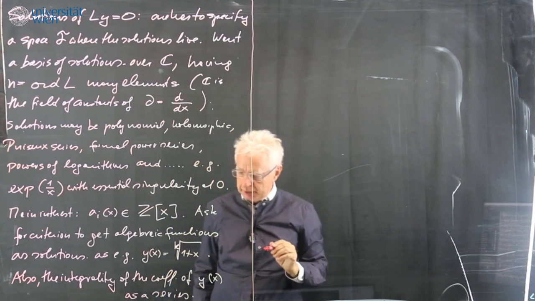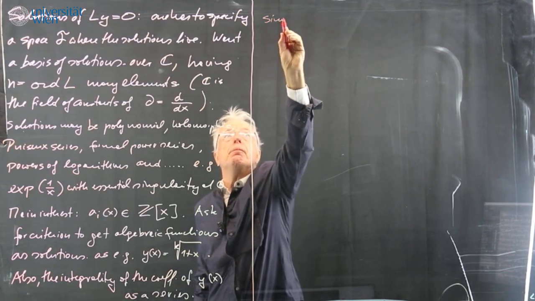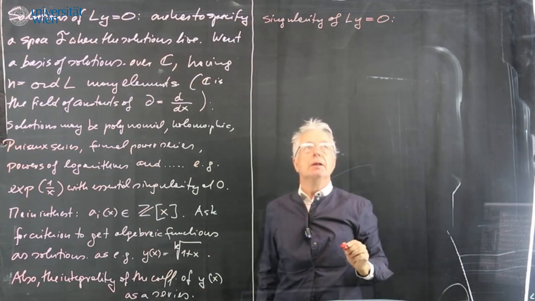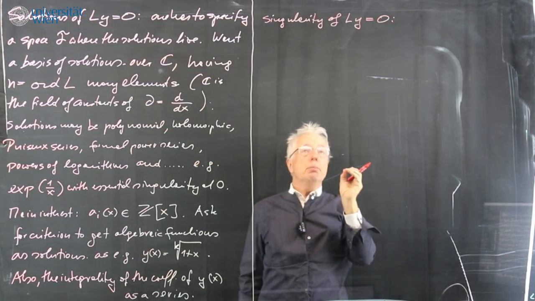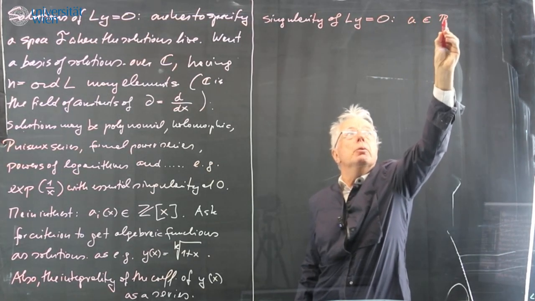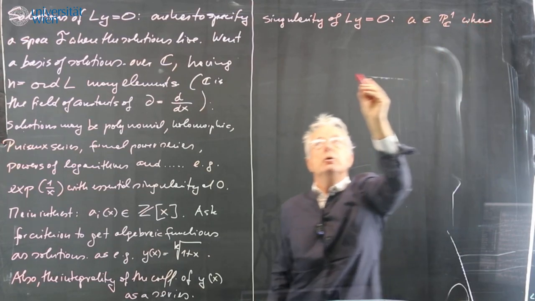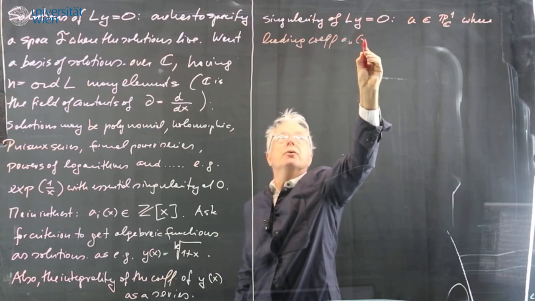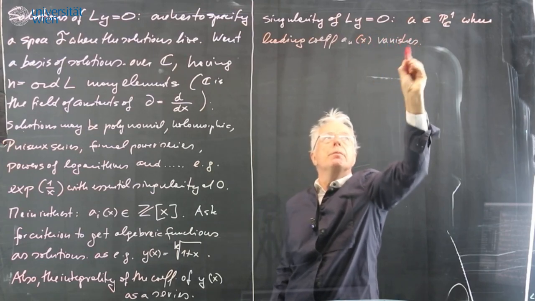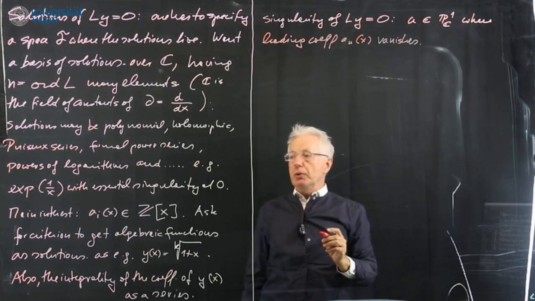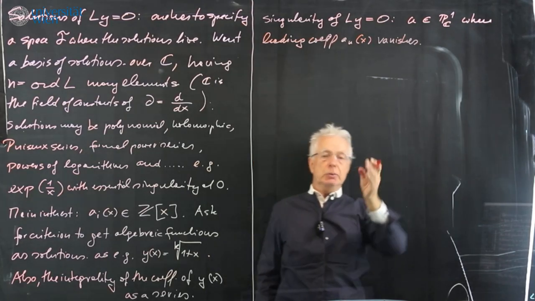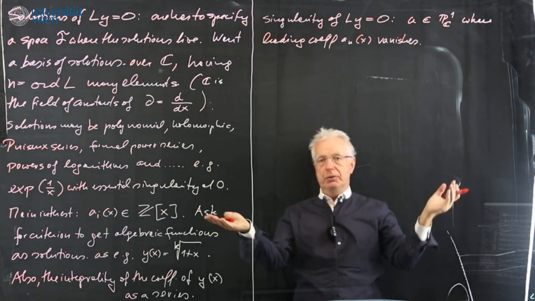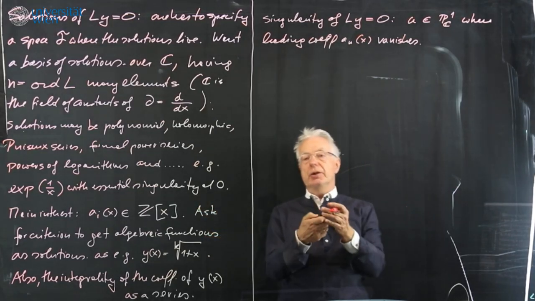So let me give a few more definitions. What is a singularity of Ly equals 0? A singularity is a point a in P1(C) where the leading coefficient a_n(x) vanishes. So that's not completely precise because it could be that you multiplied, for instance, all coefficients of your differential equation by x. Yeah? You start with one with constant coefficients. You multiply everything by x, and then x equals 0 would be a singularity, but it is just an artificial singularity.